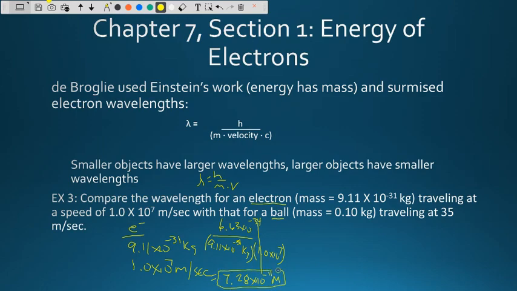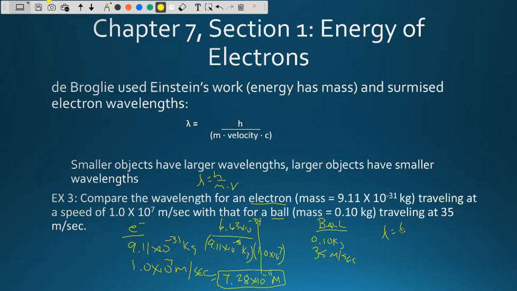Now I'm not done. Now I take a look at the ball wavelength. The information that I have about that one is it has a mass of 0.10 kilograms, so we can compare them side by side. And it's moving at a speed of 35 meters per second. Also, we have two things that are different. It's going a lot slower and it has a lot more mass. So let's take a look and compare those.